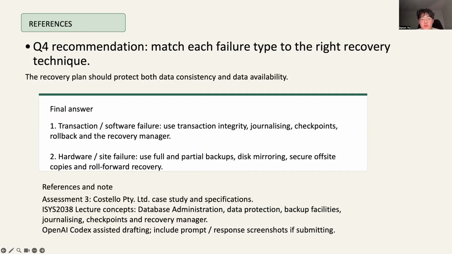To conclude, Costello should plan for two likely database failure types. Logical transaction or software failure mainly threatens data consistency. It should be recovered using transaction integrity, journalizing, checkpoints, rollback, and the recovery manager. Hardware or site failure mainly threatens data availability. It should be recovered using full and incremental backups, disk mirroring, secure offsite copies, and roll forward recovery. By matching each failure type to the right recovery techniques, Costello can protect both data integrity and data availability. This supports reliable store operations and a stronger business continuity.